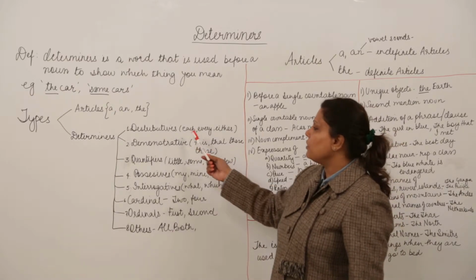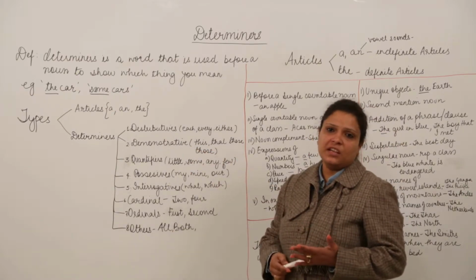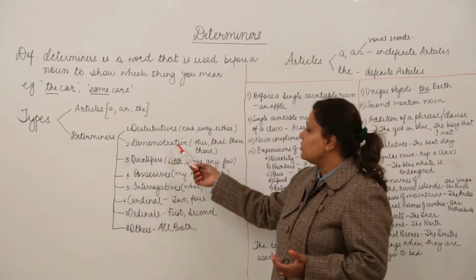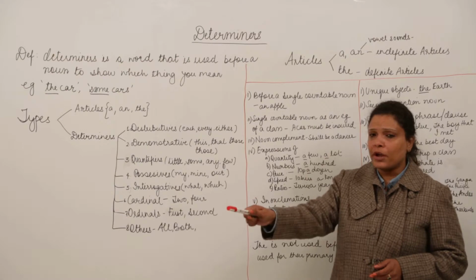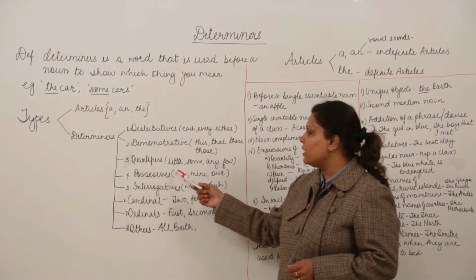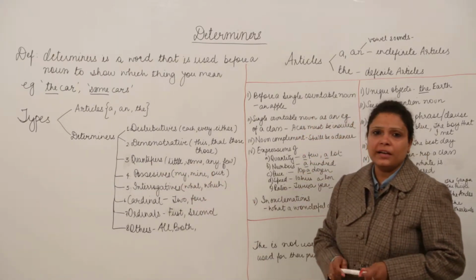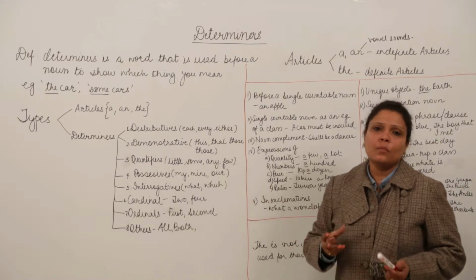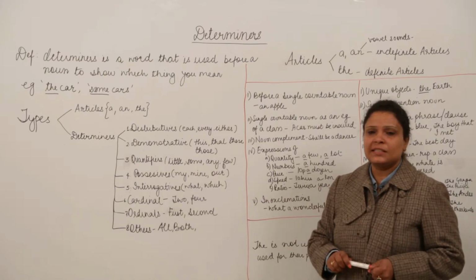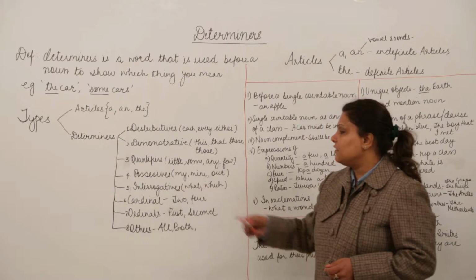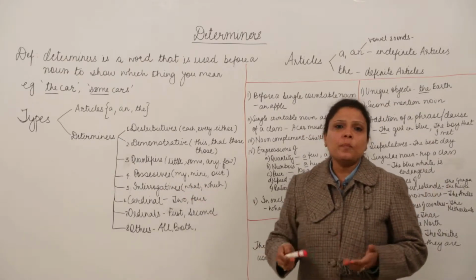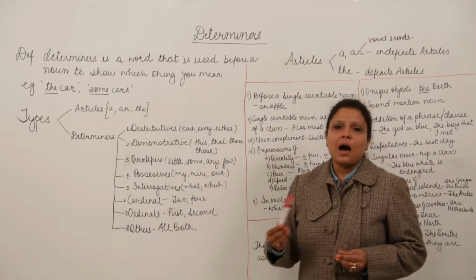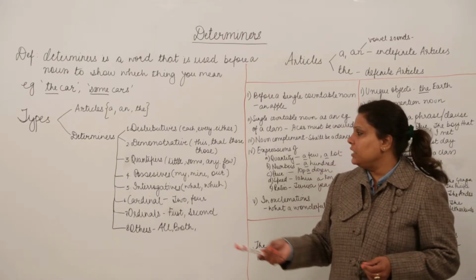These are distributives, like the words each, every, either, neither, nor. Then demonstratives: this, that, those, which demonstrate which thing you are referring to; they point to the things. Then there are quantifiers, or the quantity tellers, like little, some, more, many, much, less. And then there are possessives: my, mine, our. These show possession: my pencil, our school, my city.